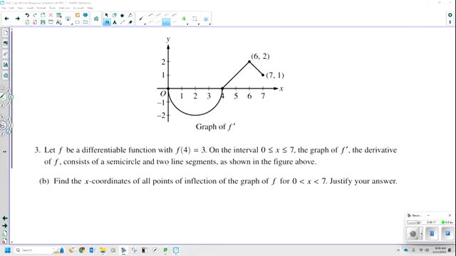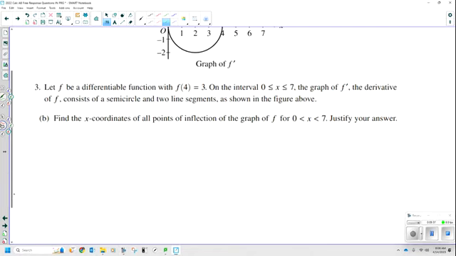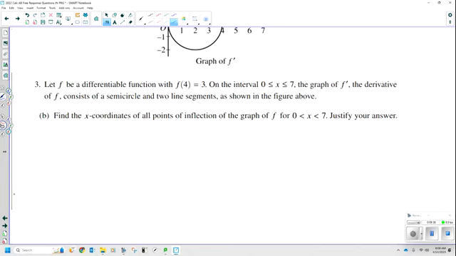3B tells us, find the x coordinates of all points of inflection of the graph of f from 0 to 7, not inclusive, greater than 0, less than 7, and justify your answer. All right, let's analyze this here. Okay, points of inflection. That's where the second derivative not only equals 0, but then it changes signs. So it would go from positive to negative, or it would go from negative to positive.